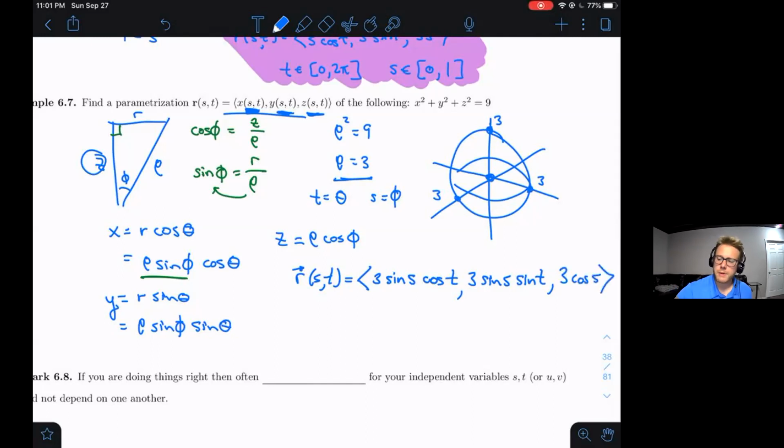And again, whenever we come up with a parametrization, we'll always list the domain for our parameters, for our s's and for our t's in this case. So theta from spherical coordinates goes from 0 to 2 pi, and phi from spherical coordinates goes from 0 to pi. So if we're interested in getting the entire sphere, that's how we're going to do it. Those would be our bounds here.